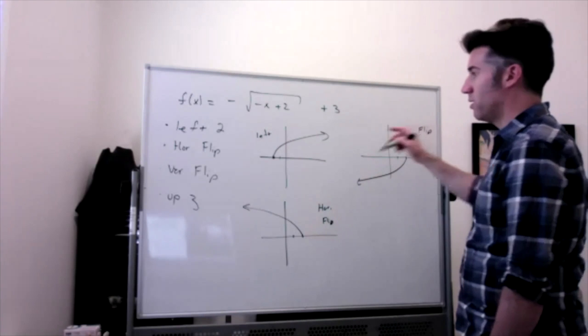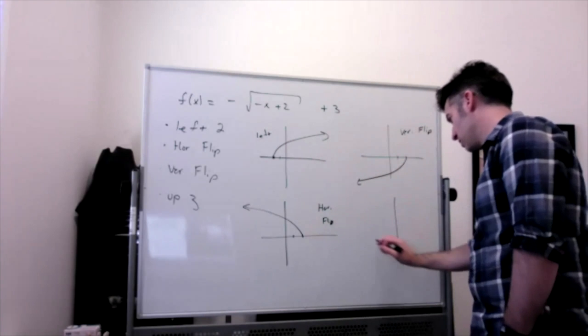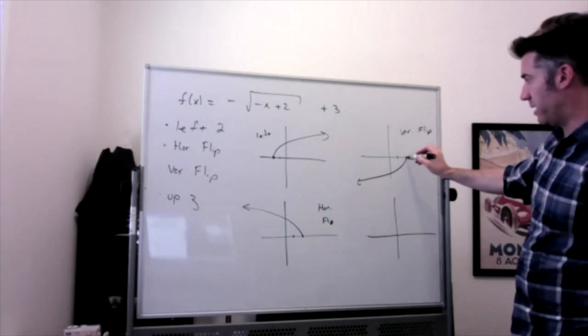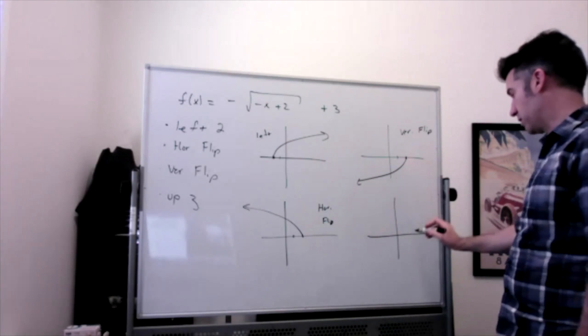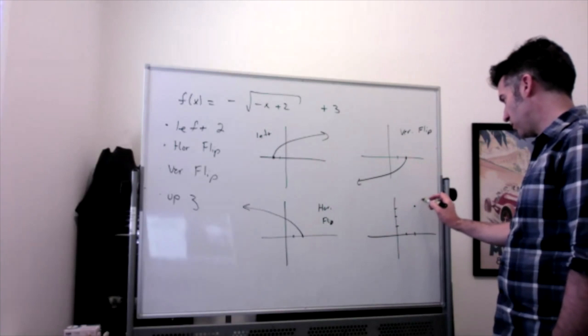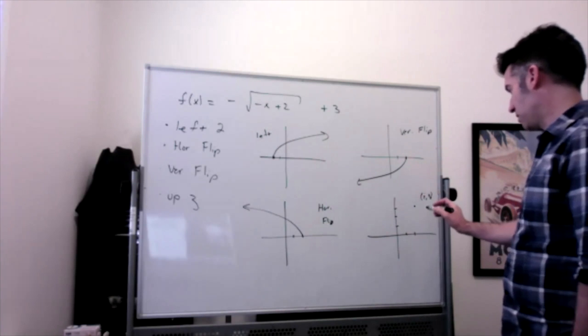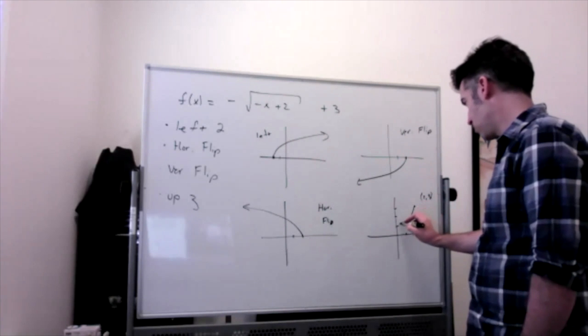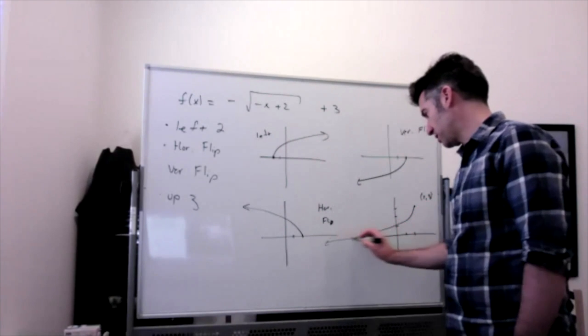So like that. And finally, we're going to shift it up 3. So this point that's starting at negative 2, 0 is going to move up 3 to be at 2, 3. And then it's going to come down this way. Eventually it's going to cross the x-axis way over here.